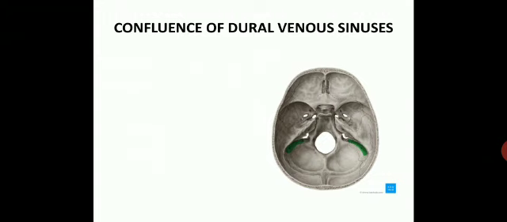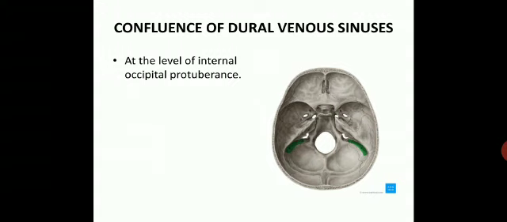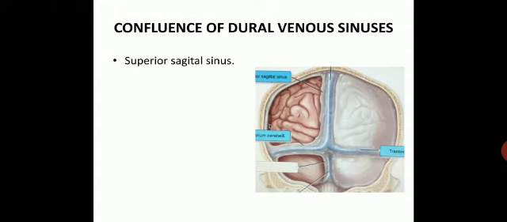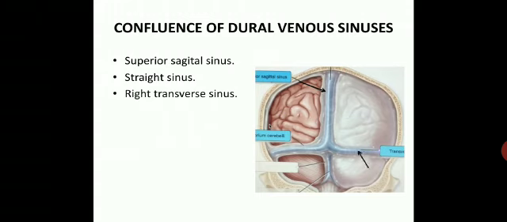So, what do you mean by the confluence of dural venous sinuses? It is nothing but the meeting of the various sinuses at the level of the internal occipital protuberance. The sinuses which are meeting in that particular place include the superior sagittal sinus, the straight sinus, right transverse sinus, left transverse sinus and the occipital sinus.